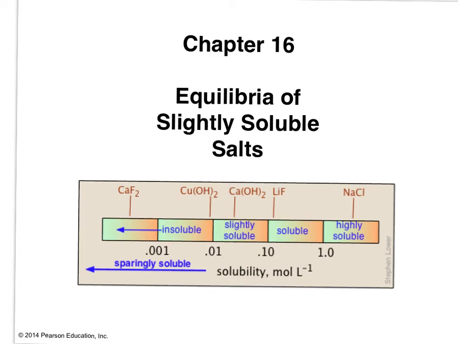This is the last topic from chapter 16, and it's equilibria of slightly soluble salts. In the past, we called these insoluble ionic compounds, and as it turns out, everything has, I guess, some degree of solubility in water, even though it may be 1 in 10 billion. But it turns out that these formerly insoluble salts have a very, very small solubility in water, and they establish an equilibrium between the dissolved solvated ions and the solid form, which precipitates out of the water. And so that's what this unit is about.